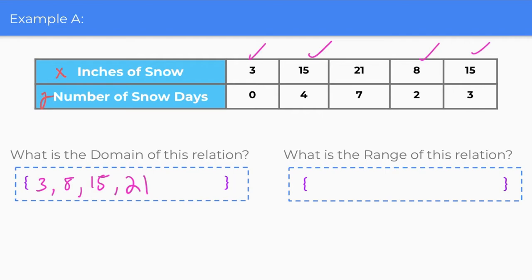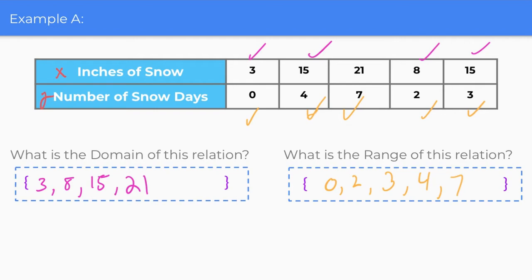So again, I'm going to write them in order from least to greatest. So 0, okay, check, got that one. The next number is 2, got that one. 3, got that one. And finally, 4 and 7. So I got each of those, and again, each of those was an individual number, so I wrote each of them one time in order from least to greatest, and I surrounded them with the braces.